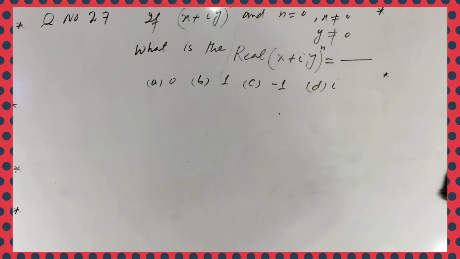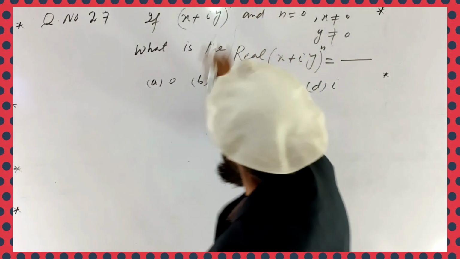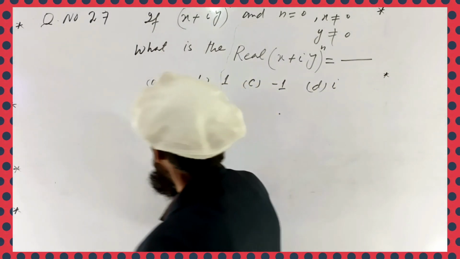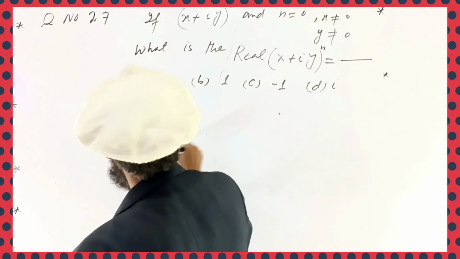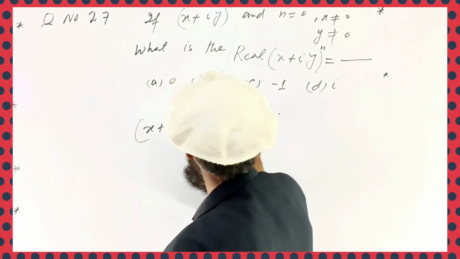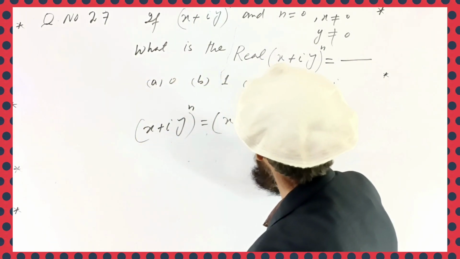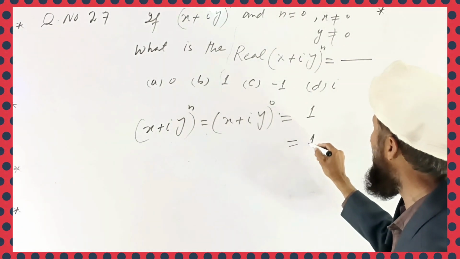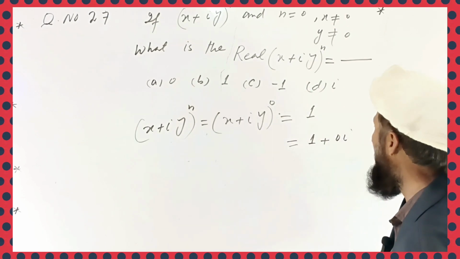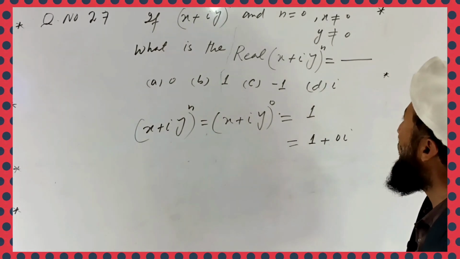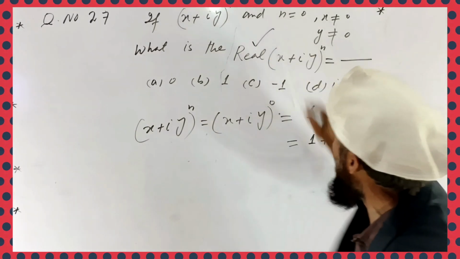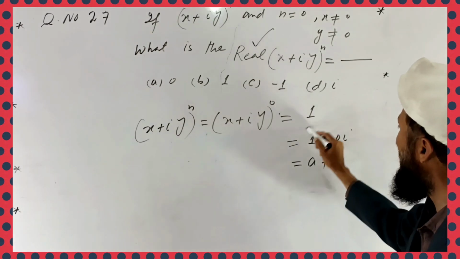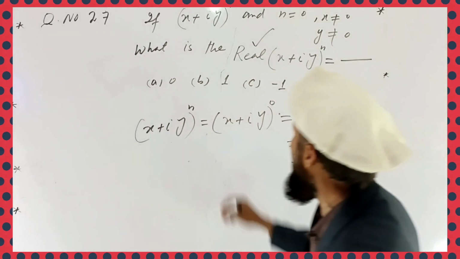Look here, the condition is given that n is equal to 0. If we place 0 here, anything raised to the power 0 gives the answer 1. So we can write it in the form 1 plus 0 iota. Here the real part is required, according to a plus iota b, so a is the real part and the answer is correct.